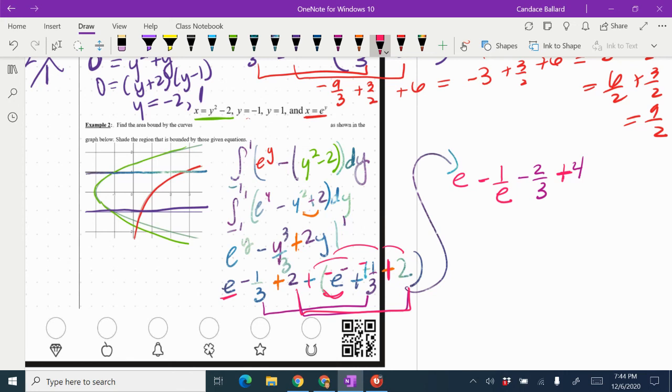Now that I have that, I'm going to turn that 4 into thirds. So we've got -2/3. That would make it 12/3. So I get e minus 1 over e plus 10/3.